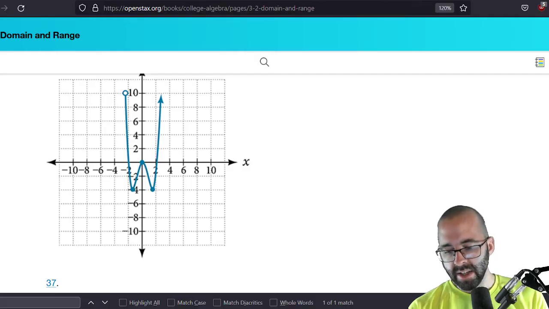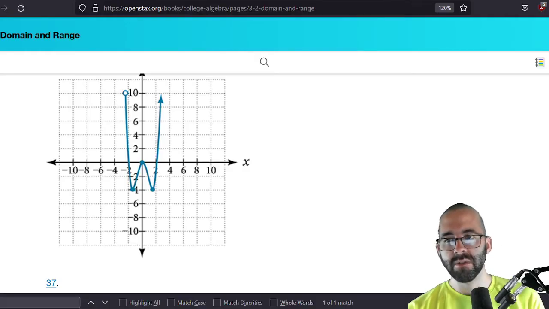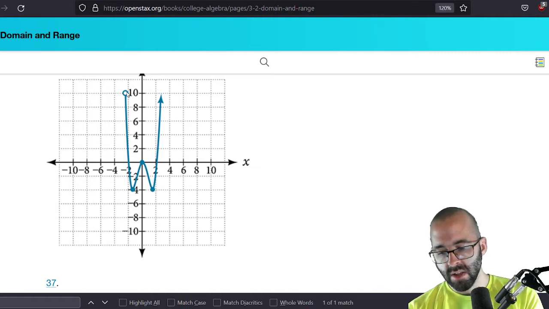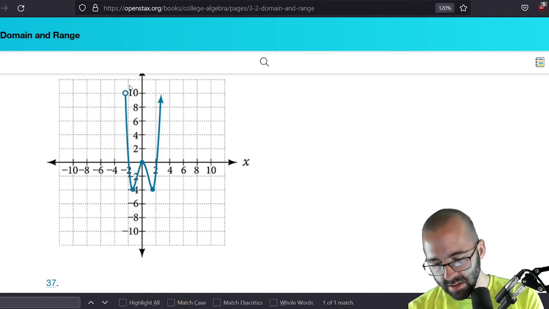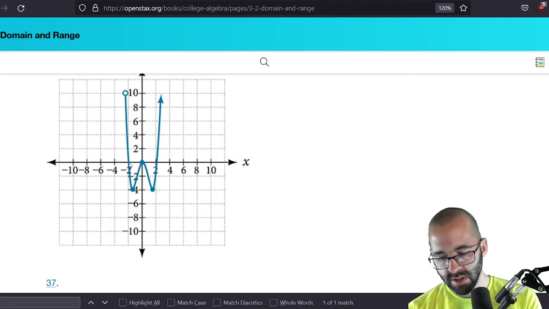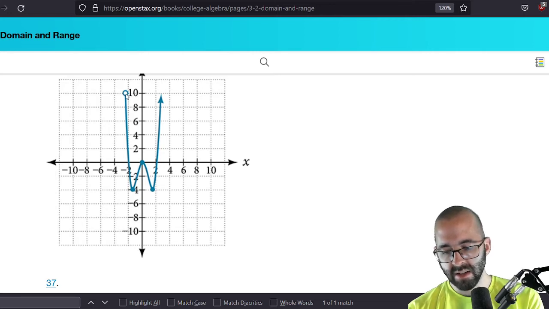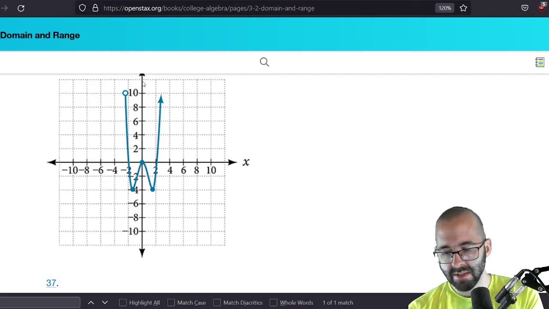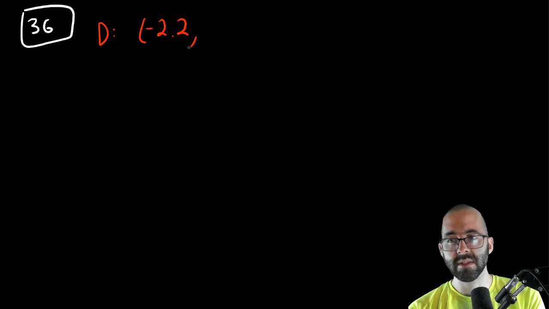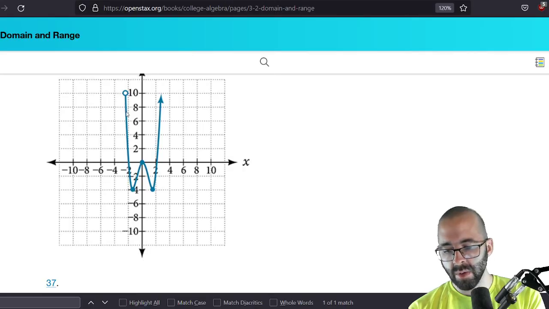The idea, right, is that domain's all the x values. What's the furthest to the left we can go? The furthest to the left we can go is right here. I don't know where that is. It's not 2. 2 is right here. It's a little to the left of -2. Let's estimate. Maybe it's 2.2 or something. For the domain, right, the furthest to the left we can go is negative 2.2. Estimate, guess. And it's an open circle, so it's not included. Parentheses.